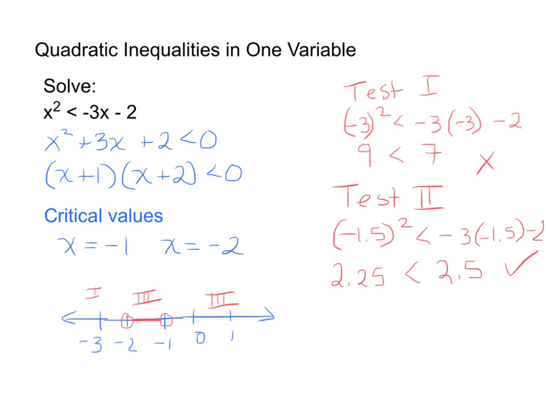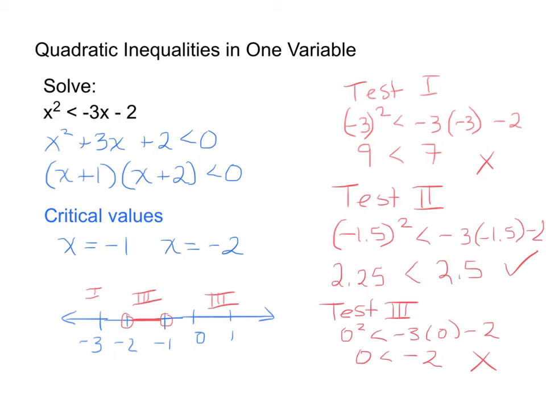I'm going to test the third region quickly just to be sure. Usually it's going to be either the two outside pieces or the inside piece, but there is the odd time when something weird happens there. So I'm going to test 0, and I get 0 is less than negative 2, and that's false. So it is only in between those two values.